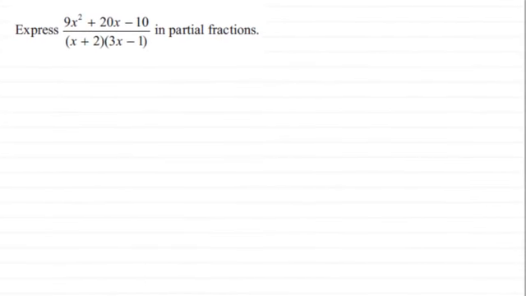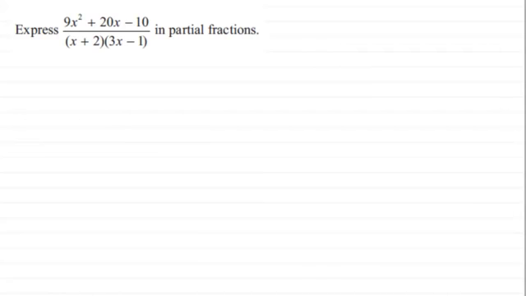Hi, now here we've got an example on partial fractions, and you might like to give this a go if you haven't tried it already. What we've got is to express 9x squared plus 20x minus 10 all divided by x plus 2 multiplied by 3x minus 1. So if you'd like to give this a go, pause the video, come back when ready, and you can check your work solution with mine.